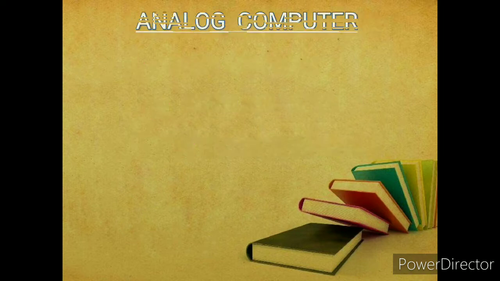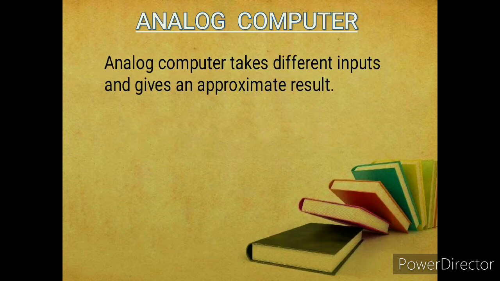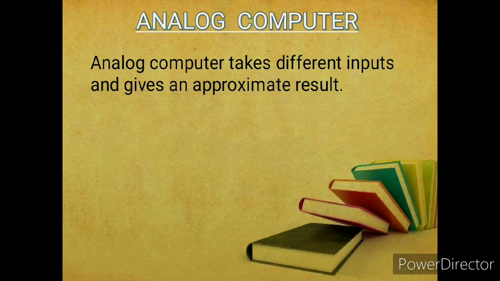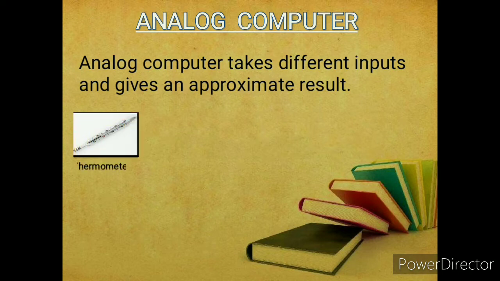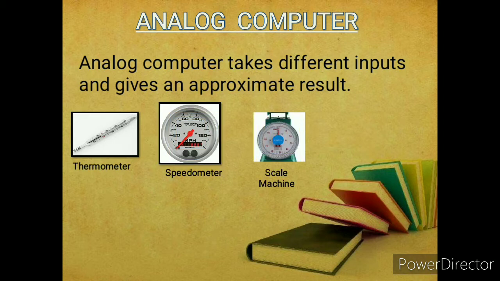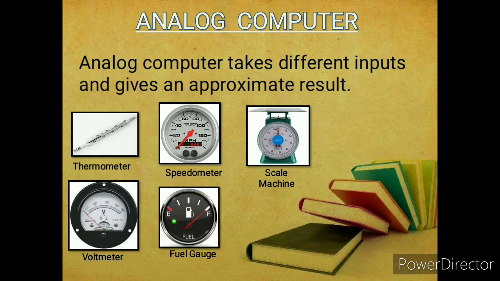First is analog computer. These types of computers take different inputs and after comparing all the inputs, it gives us an approximate result. Some examples of analog computer are clinical thermometer, speedometer, scale machine, voltmeter and fuel gauge. All these machines give us an approximate result.